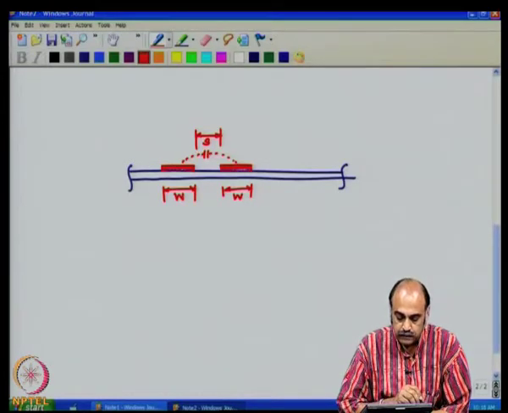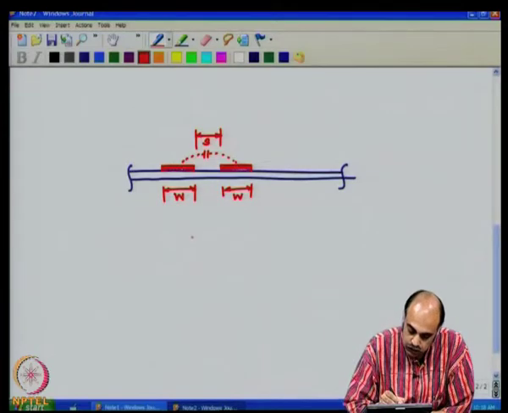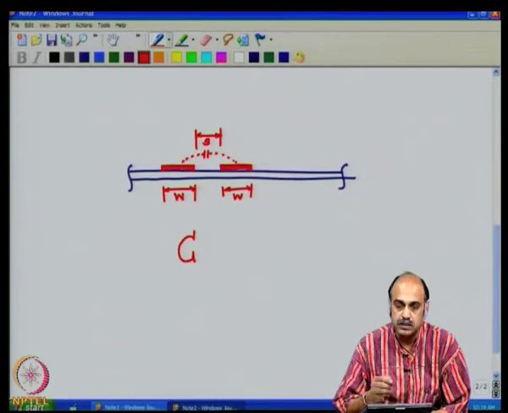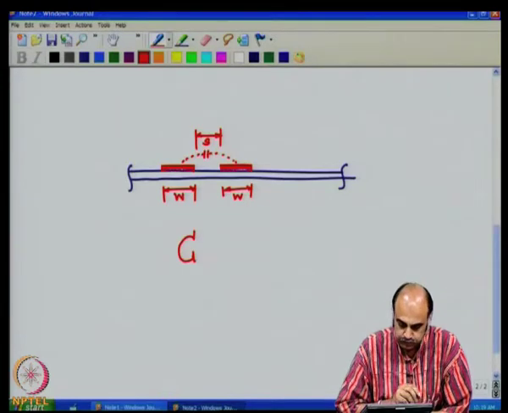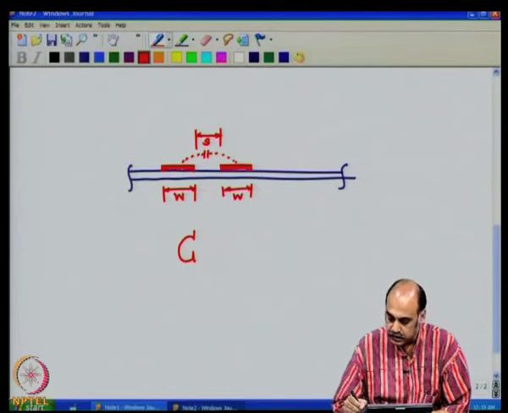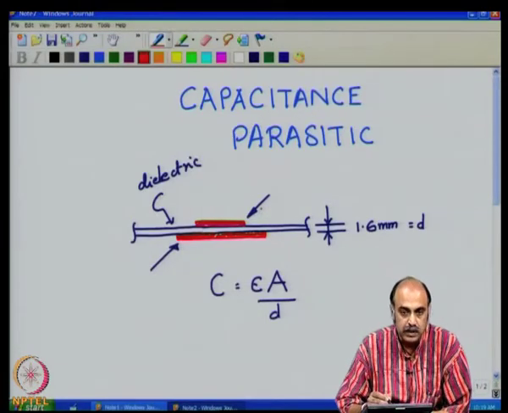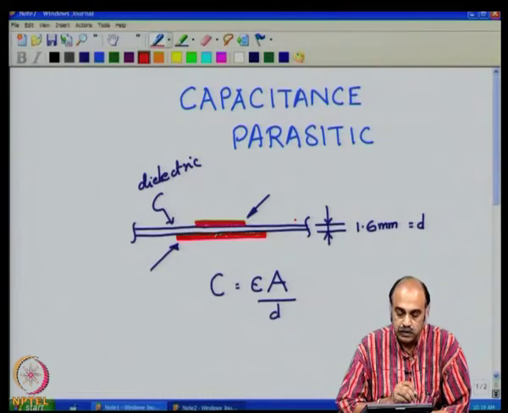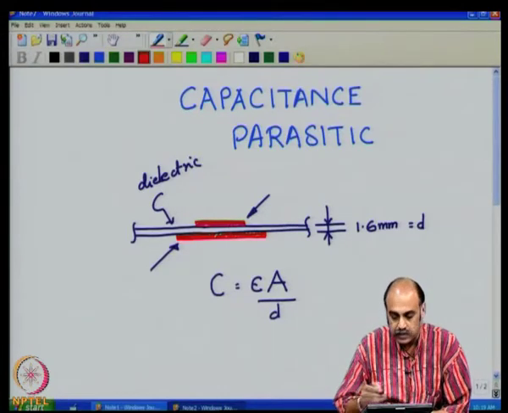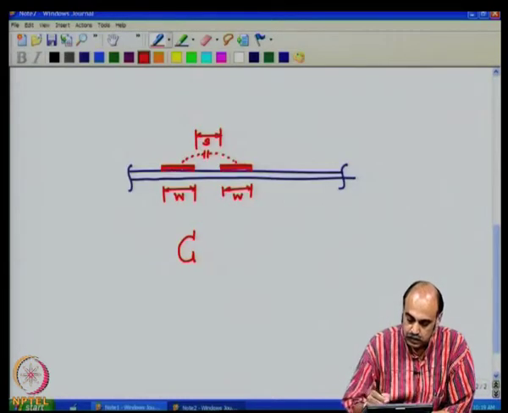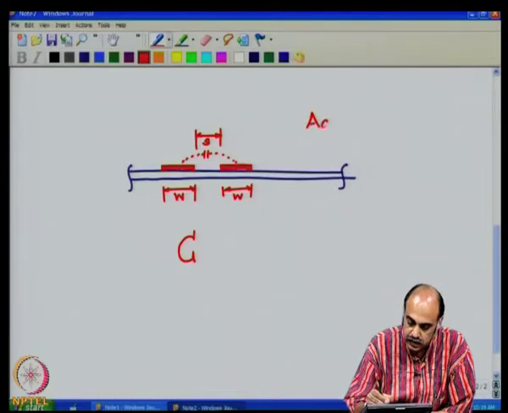Let us now see first how we go about estimating the capacitance, and then have a discussion on the effects of capacitance in the circuits. First, let us consider capacitance of two conductors on opposite sides of the board. Then we shall come to capacitance which are on adjacent tracks.